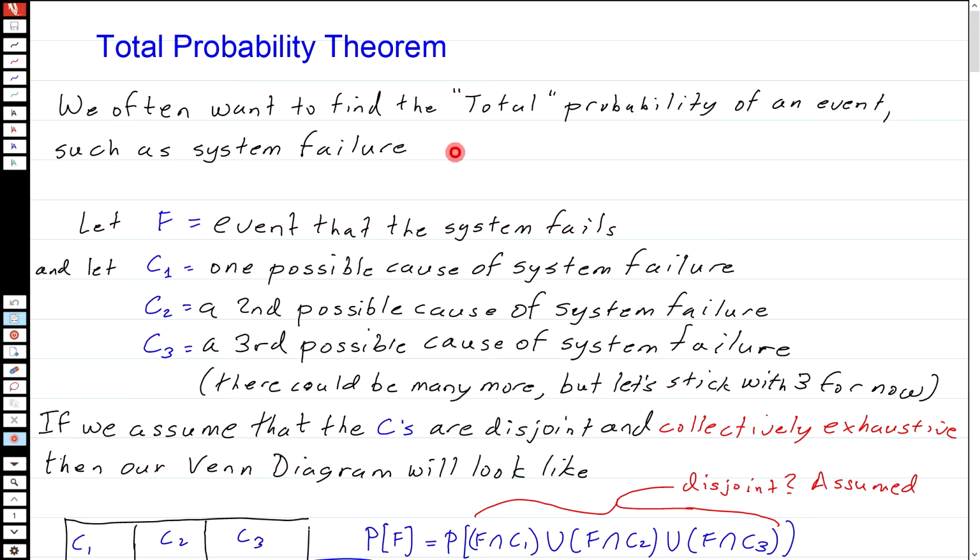So basically, as I mentioned, we often want to find the total probability of an event such as system failure. To do this, we can define F to be the event that the system fails, and then identify a series of possible causes of system failure. Let's say we have C1, C2, C3, and so on. There could be many more, but let's stick to 3 for now, just for simplicity.